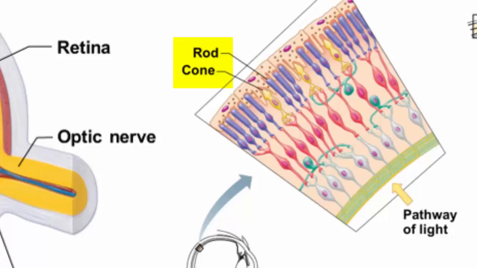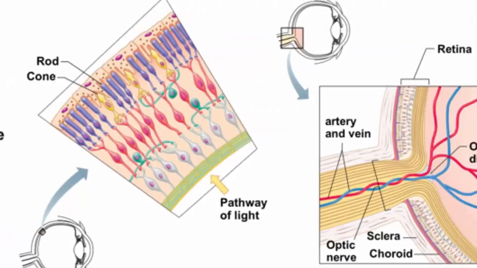You've probably noticed that in dim light you don't see a lot of color, and that's because your rods are dominant in the dim light and the cones don't work well in that dim light. So these rods and cones are found in this retina layer. So the retina layer is the photoreceptive layer of the eyeball. It's the part of the eye that actually responds to the light.